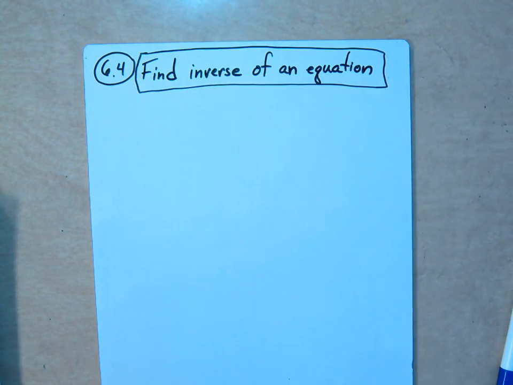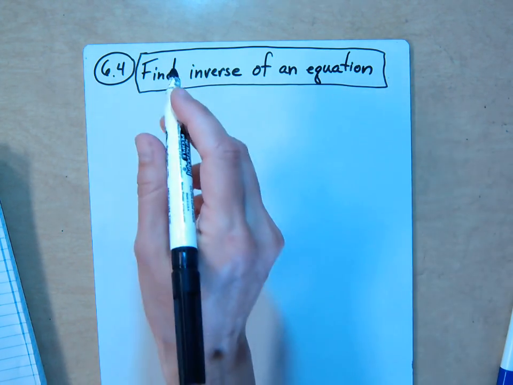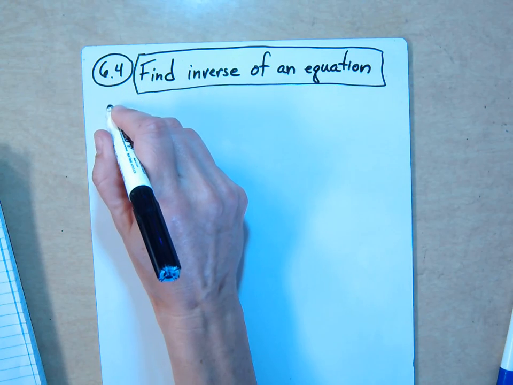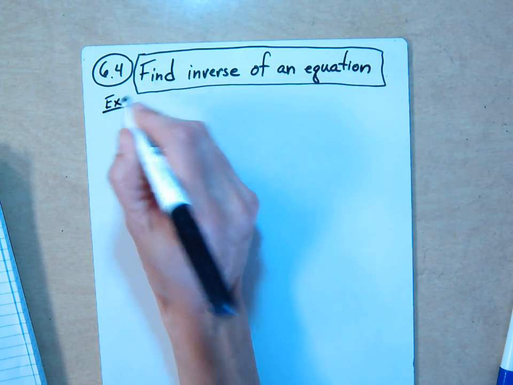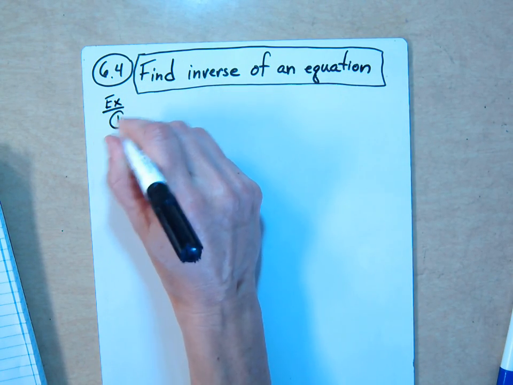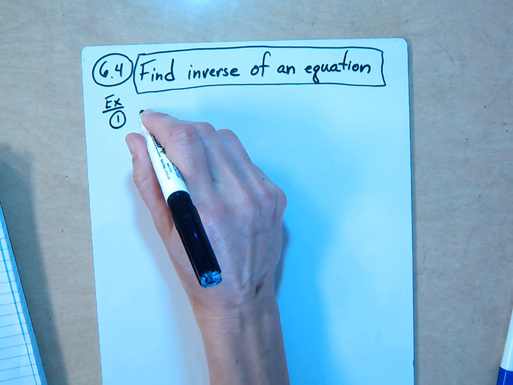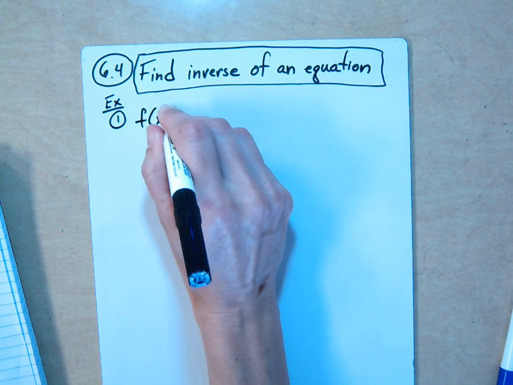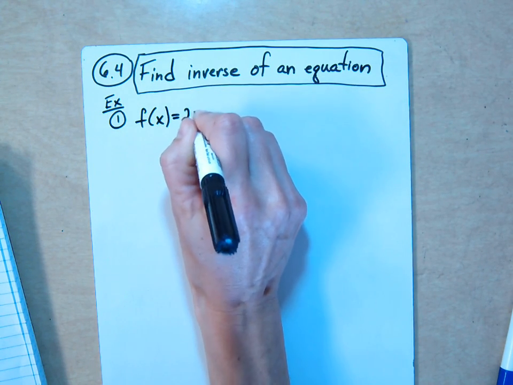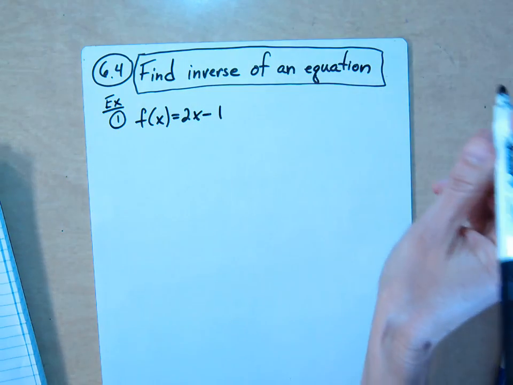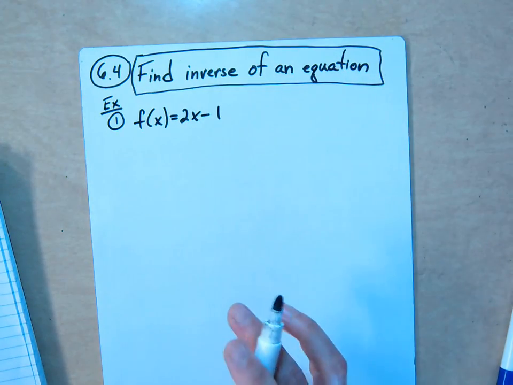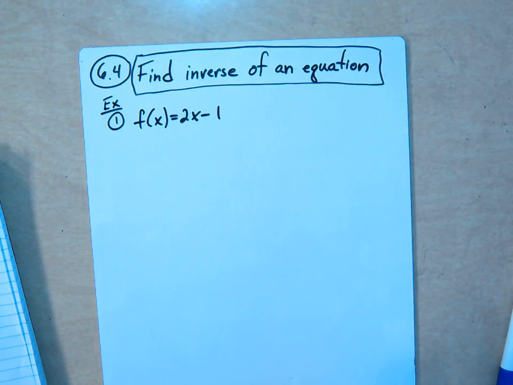Finding the inverse of an equation corresponds to section 6.4 of your book, and we'll do two examples together. First, we'll do the way we did in the class activity. So if you have a function f of x equals 2x minus 1, if we were to list the steps, this is our original function, f of x equals 2x minus 1.